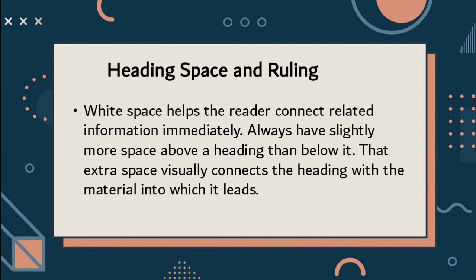And lastly, we have heading space and ruling. White space helps the reader connect related information immediately. Always have slightly more space above a heading than below it. That extra space visually connects the heading with the material into which it leads. In a double-spaced document, for example, you would add a third line of space between the heading and the text that came before it. In addition, some writers add a horizontal line across the page above headings to emphasize the visual break.